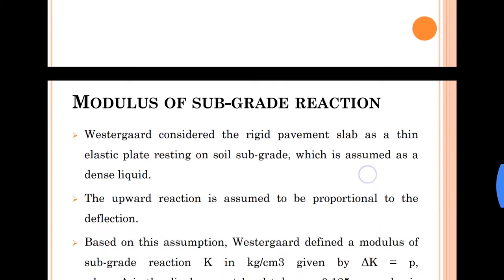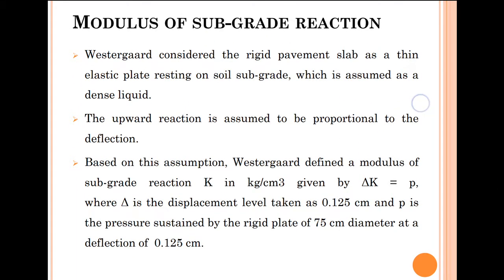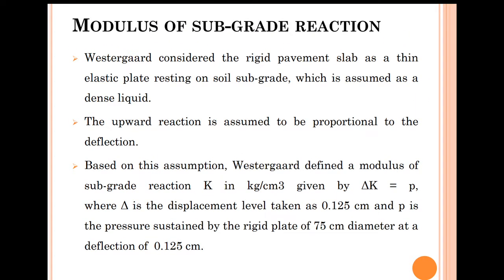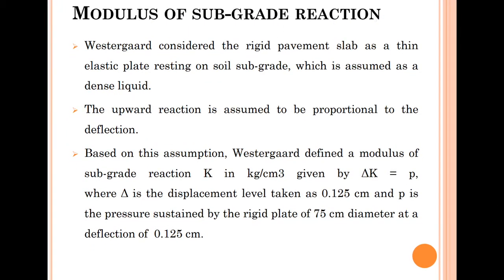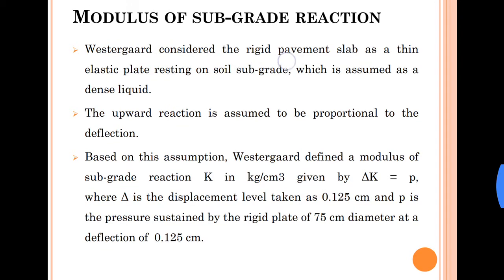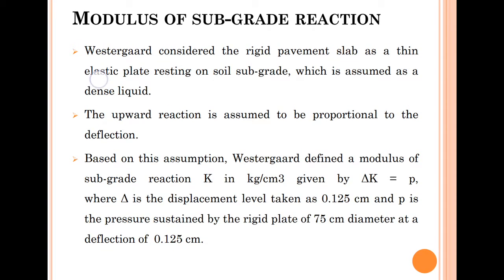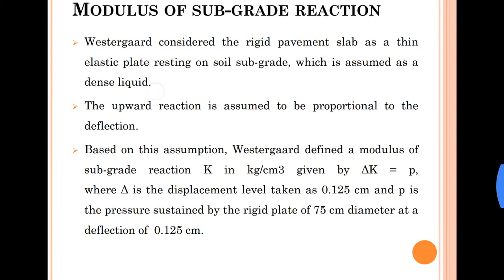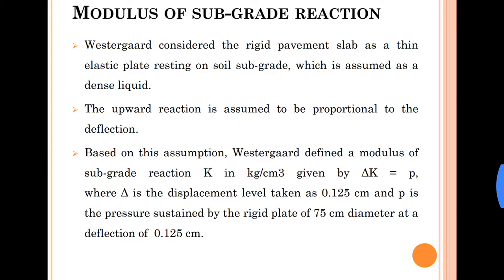So what are the factors that will decide the design of rigid pavement? Firstly, we have the modulus of subgrade reaction. We have already discussed in detail the modulus of subgrade reaction in module 4. We used the plate load test in order to find out the value of capital K. Westergaard considered the rigid pavement slab as a thin elastic plate resting on soil subgrade, which is assumed as a dense liquid.